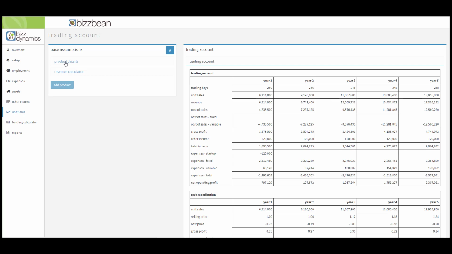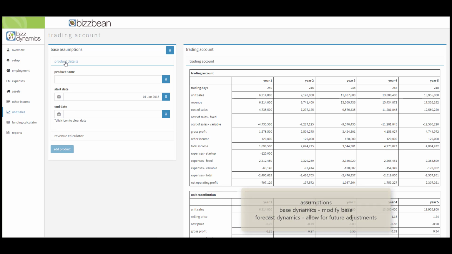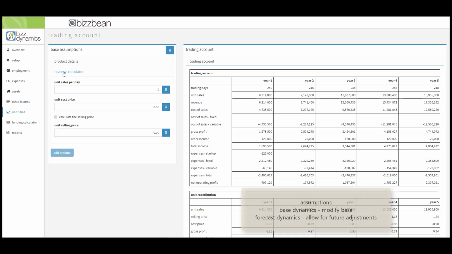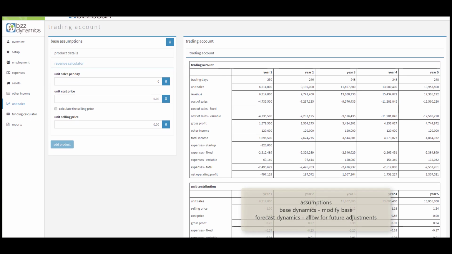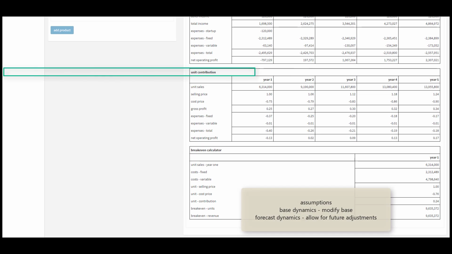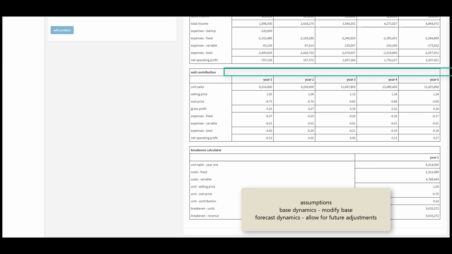This app uses the unit sales module in the BizModel suite. It has only one item and requires the monthly start base for the number of unit sales and its cost and selling price. These details complete the information required to present a trading account, a unit price recovery calculator, and a break-even calculation.